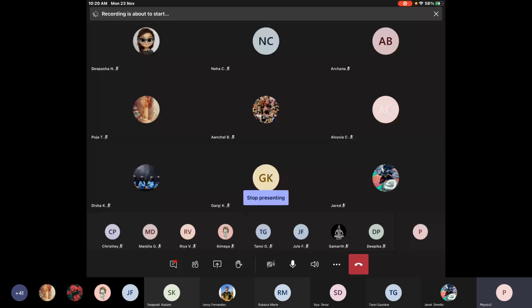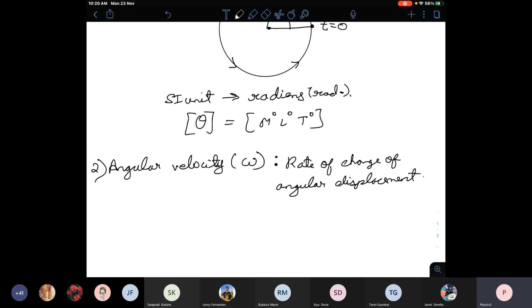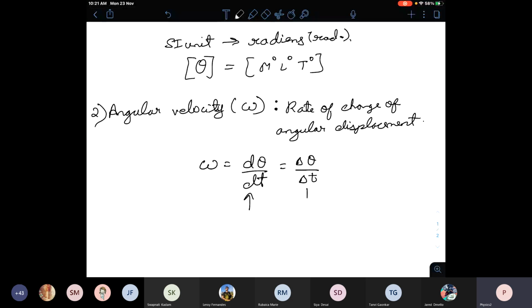Angular velocity is the rate of change of angular displacement. That means omega can be written as d theta by dt, or delta theta upon delta t, depending on your situation. It is similar to linear motion. If someone asks you the instantaneous angular velocity, you will use d theta by dt. If someone asks you the average angular velocity or average angular speed, then you will use this formula.